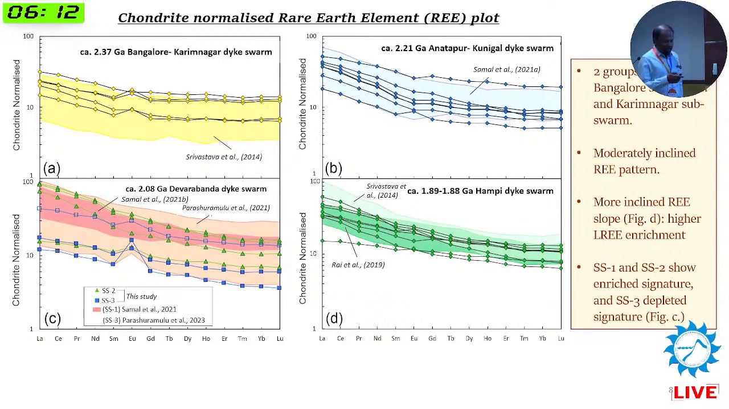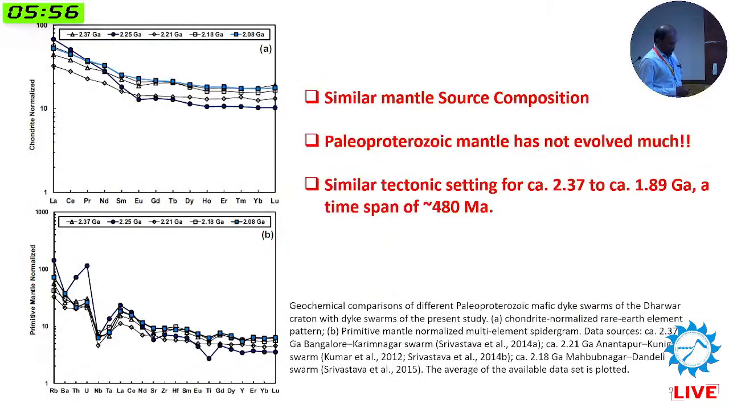In the chondrite normalized REE pattern, you can see they show an LREE enriched pattern with flat HREE. The LREE enriched pattern is also suggestive of a typical crustal signature. What we need to understand is, if you compare the REE and multi-element plots, you can see their signatures are more or less similar. This similarity could be due to a similar mantle source composition.